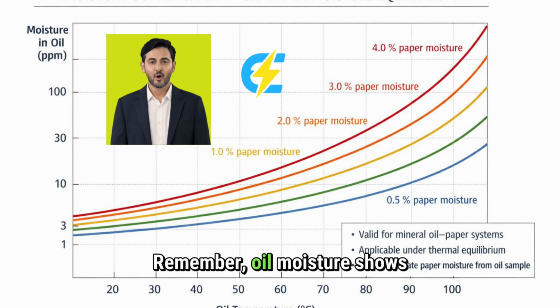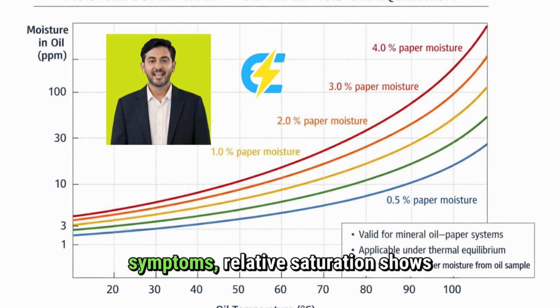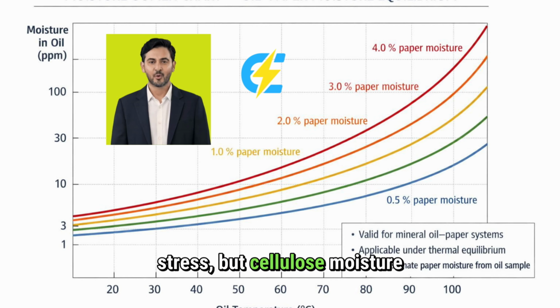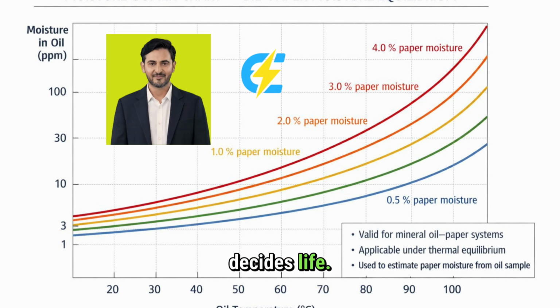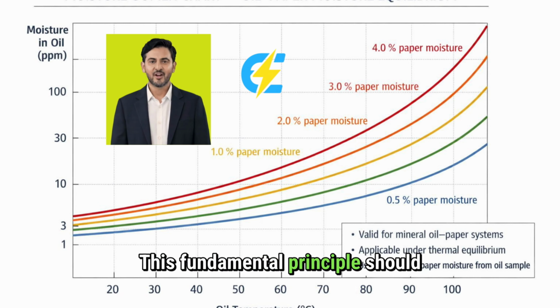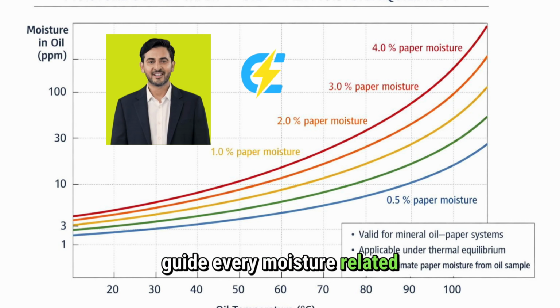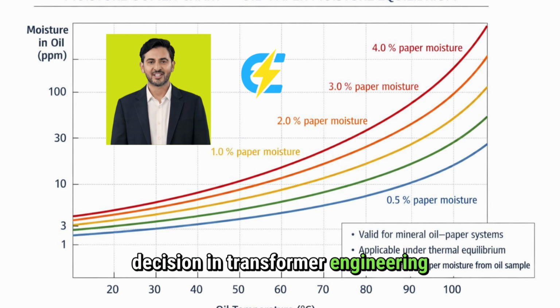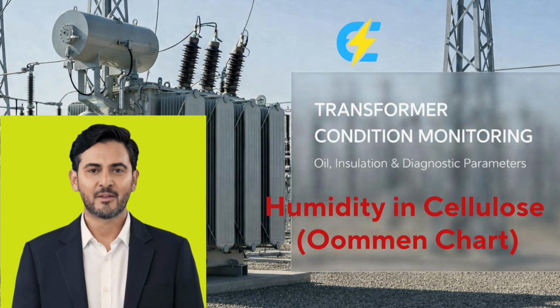Remember, oil moisture shows symptoms. Relative saturation shows stress. But cellulose moisture decides life. This fundamental principle should guide every moisture-related decision in transformer engineering and maintenance.